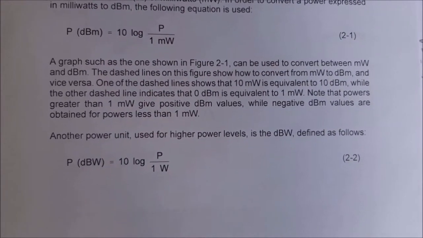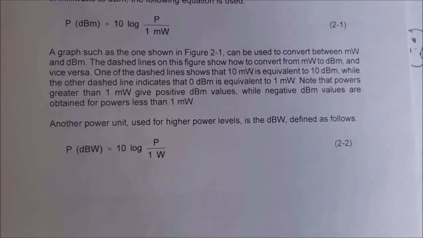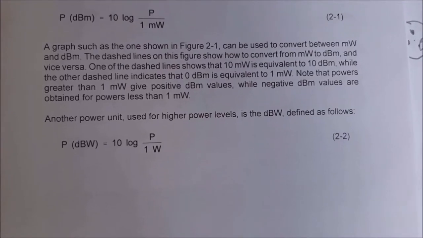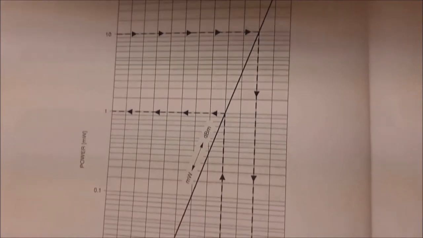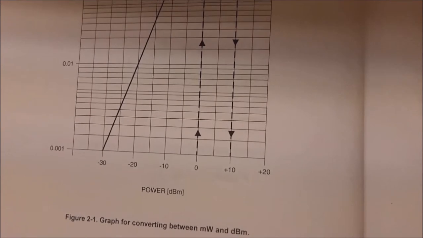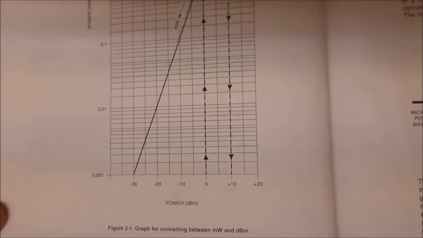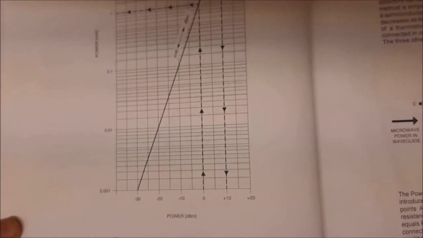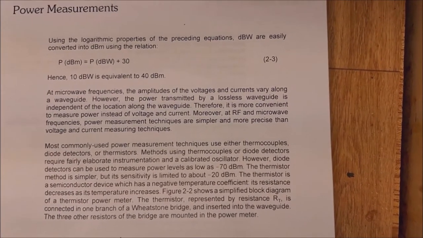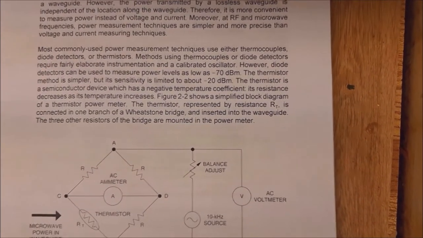Look at the expressions for dBm and dBw in your lab book. You can use calculators for converting milliwatt to dBm or use the graph displayed here for such conversion. For the conversion of dBW to dBm, you can simply add 30 to dBW. For example, 20 dBW is equal to 50 dBm.